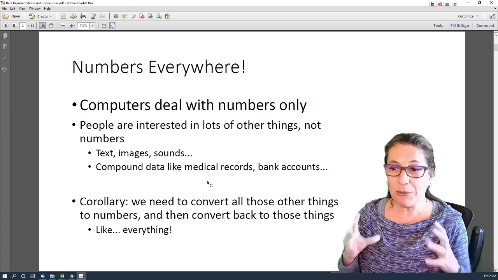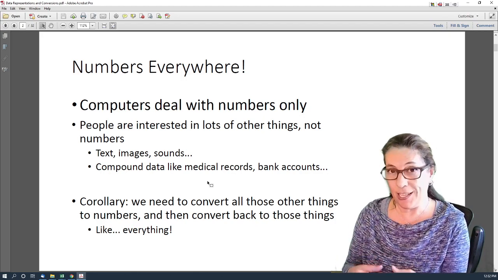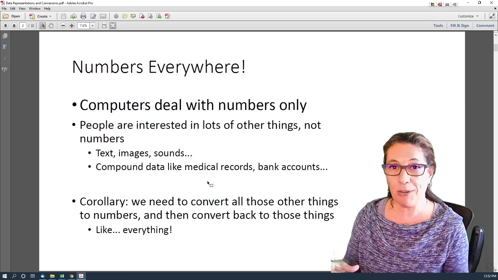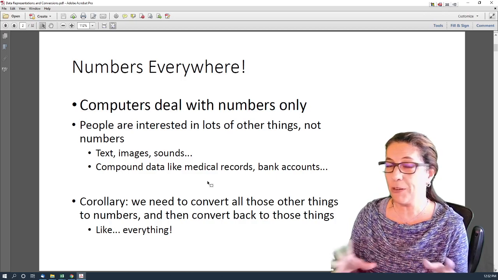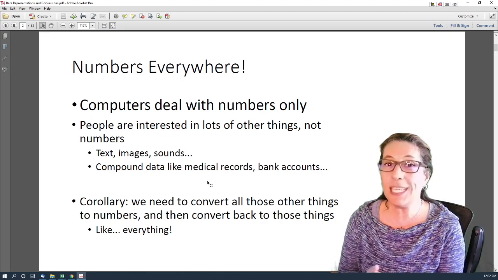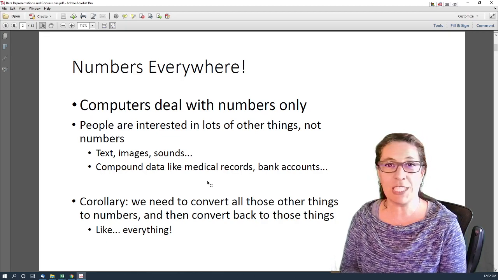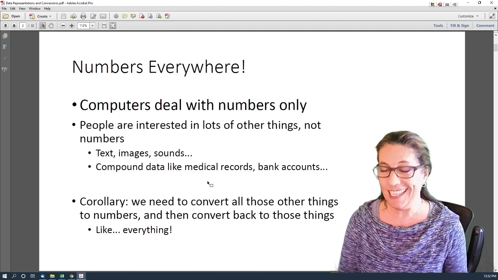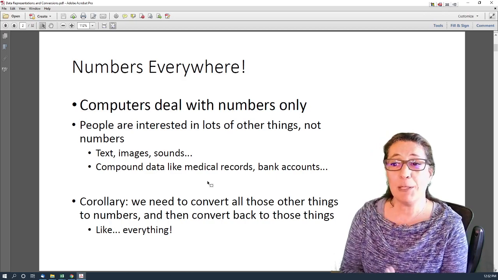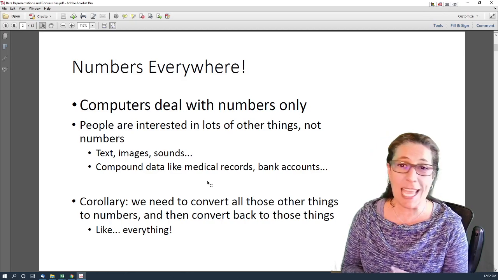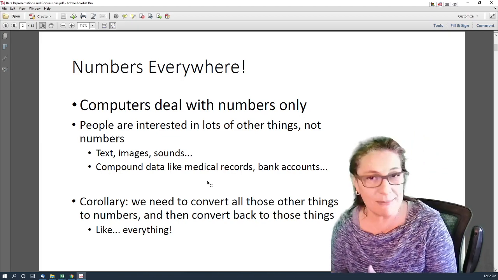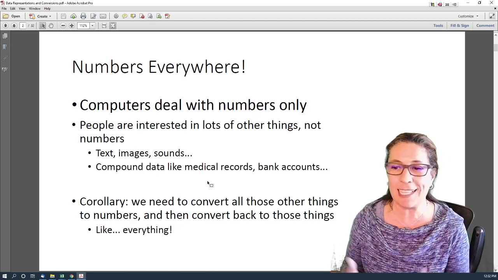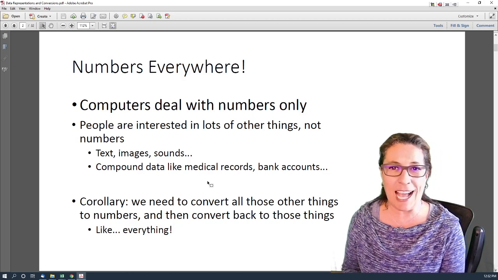And basically, what you need to have in mind is that what the computer does is number manipulation. It's arithmetic, logic operations, basically operations with numbers. But of course, we as humans are not so interested in numbers. Of course, if you're in the stock market or something like that, you probably are. But we are more interested in things like text, images, sounds, the things that are part of our human world. Compound data like medical records, bank accounts, all of that stuff.